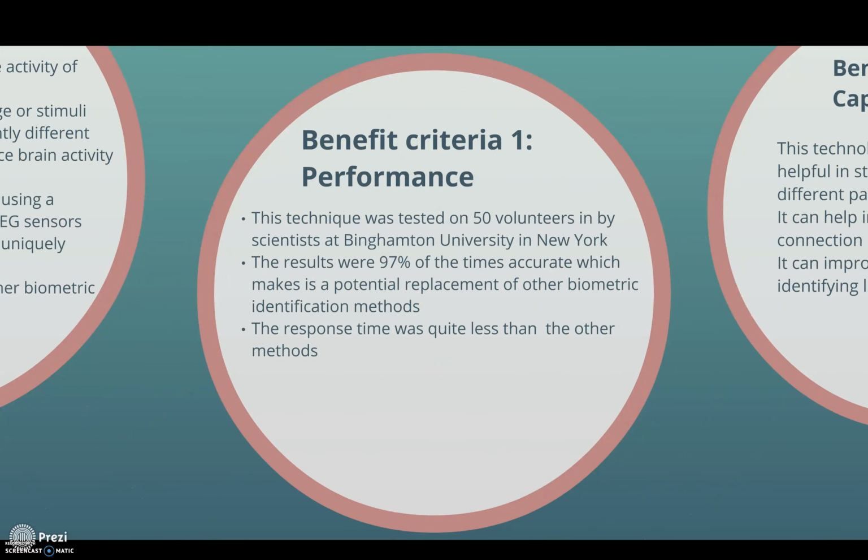Now let's move to the benefits it offers. The first benefit is its performance. This technique was presented by scientists at Binghamton University in New York. They tested this methodology on more than 15 volunteers. The results were amazing, as it gave accurate and expected output 97% of the time. Other than that, since it detects brain activity, the response time is really fast, which makes it better than other biometric identification methods.